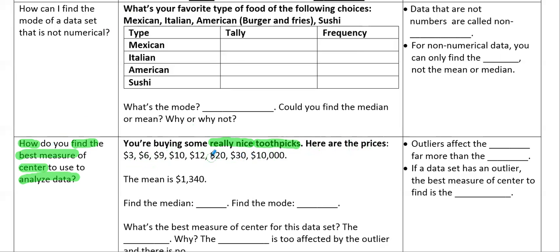What's the one number that best describes this? Well, the measures of center are mean, median, and mode. And just because I like you guys, I already found the mean for you. So we have the mean, and the mean is $1,340.